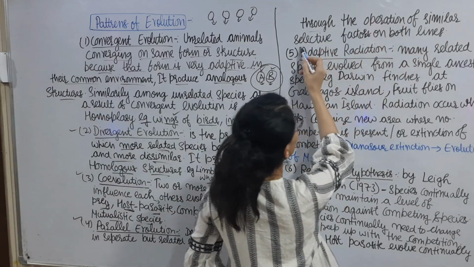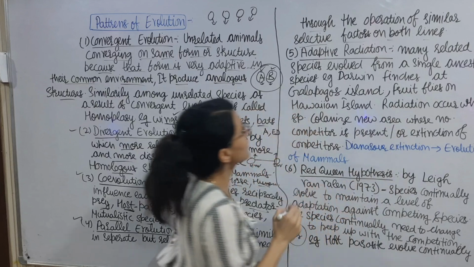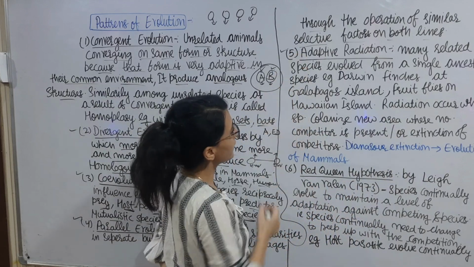So here is the development of similarities in separate but related evolutionary lineages through the operation of similar selective factors on both lines. So fifth is called adaptive radiation.